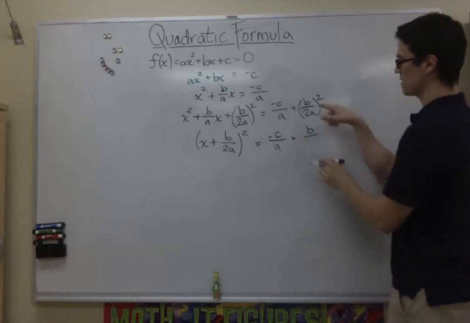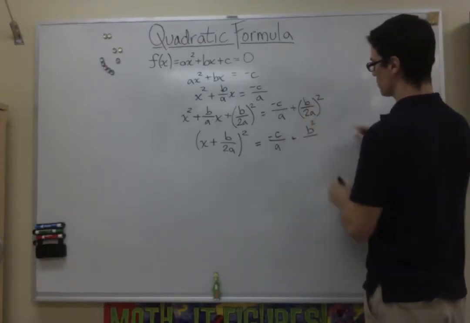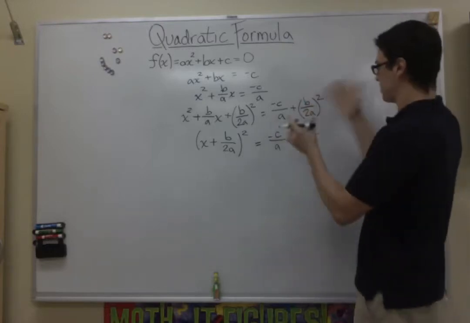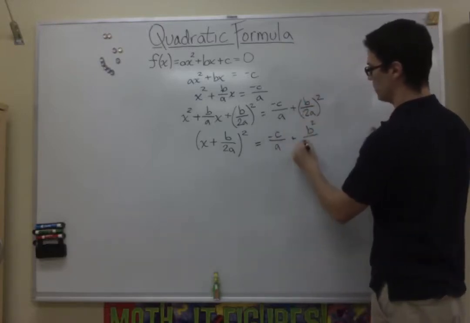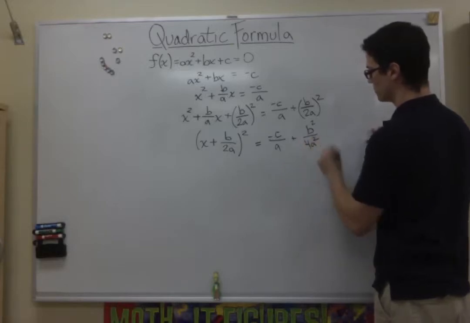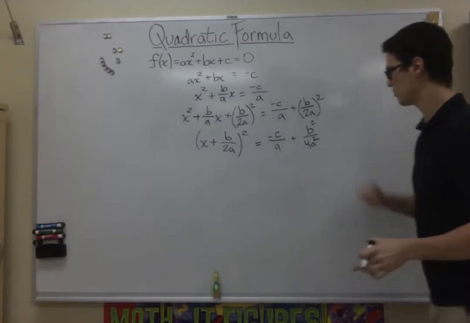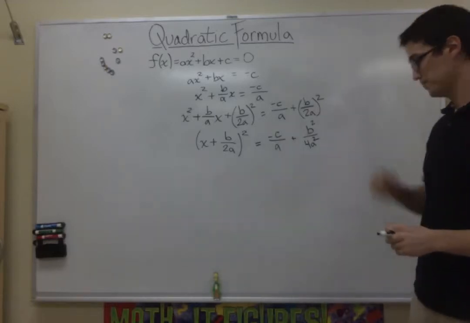And what I'm going to do here is actually simplify. When you're squaring something in parentheses, that means you just square the top and the bottom. So I'm going to do b squared, and then I'm going to square 2a, which is just going to end up equal to 4a squared, because I squared the 2 to get 4, and a squared is a squared. So I end up with something like this.